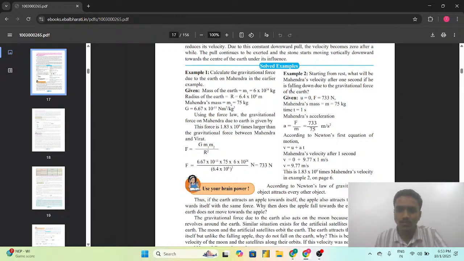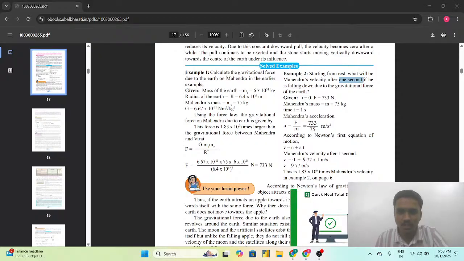Starting from rest, what will be Mahindra's velocity after 1 second if he is falling down due to the gravitational force of the Earth? Here it is asked, starting from rest, meaning the initial velocity will be zero. What will be Mahindra's velocity after 1 second? So we have time t equals 1 second.